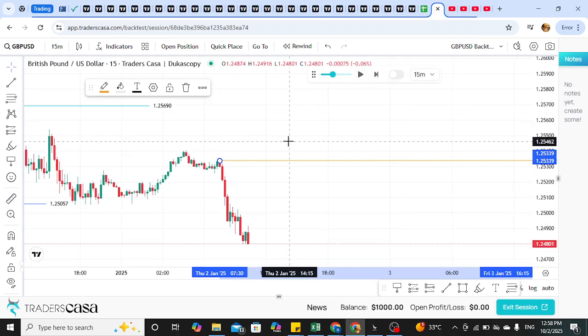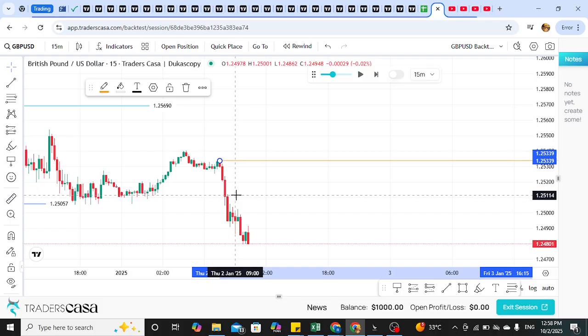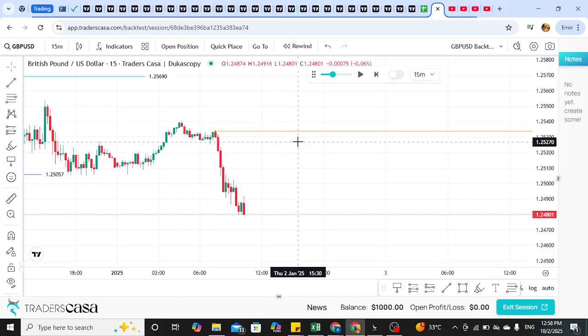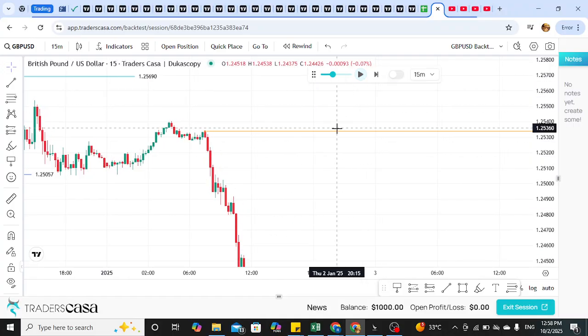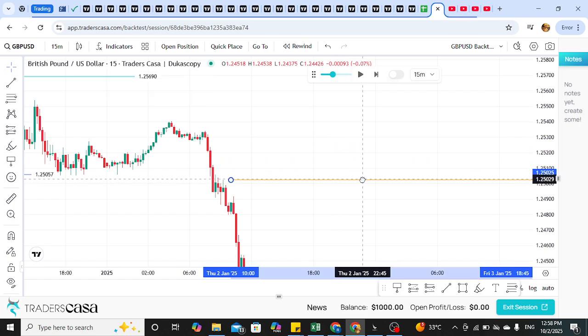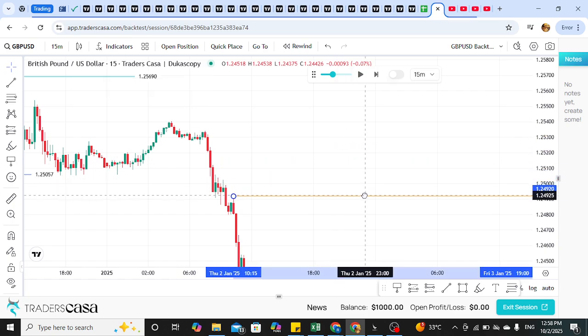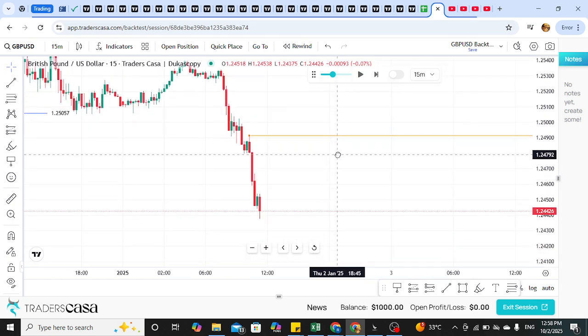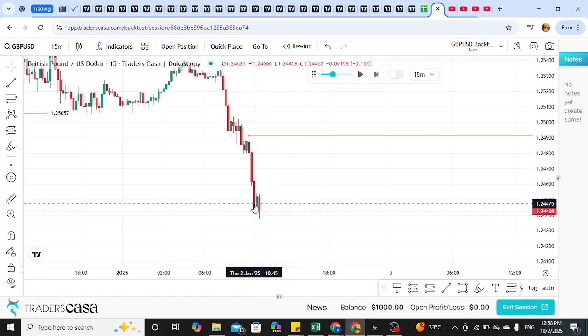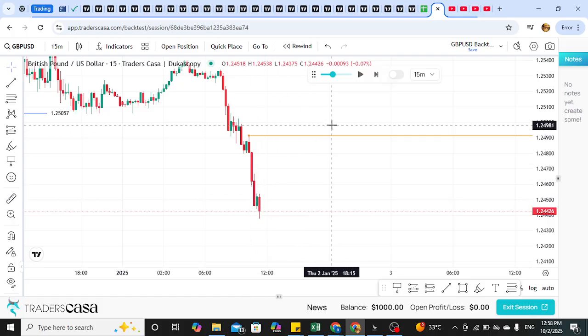Let's see here. Do we have a pullback? No, we don't have a pullback. Okay. Yes, now we have a pullback here. Okay. What is this?